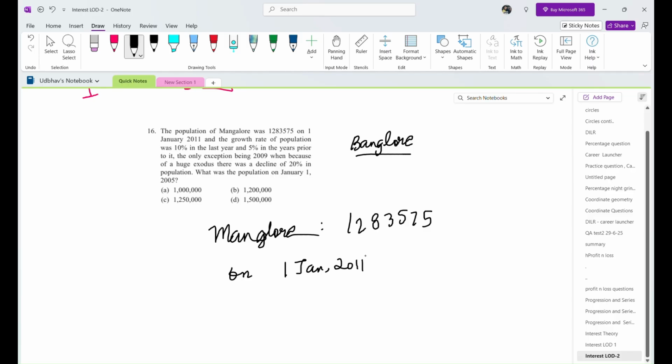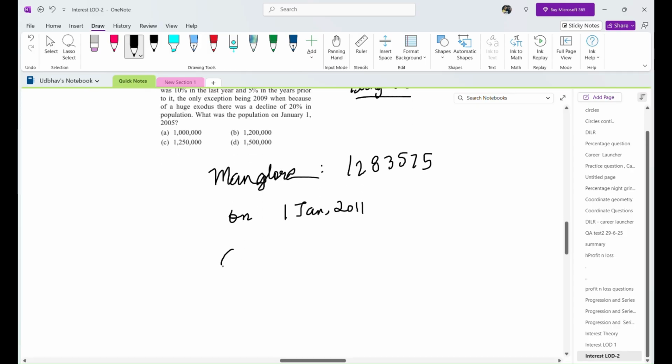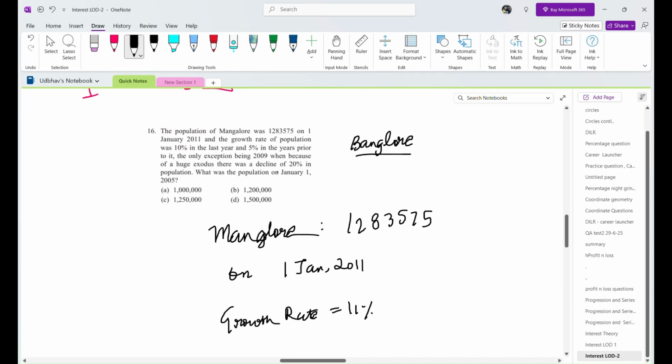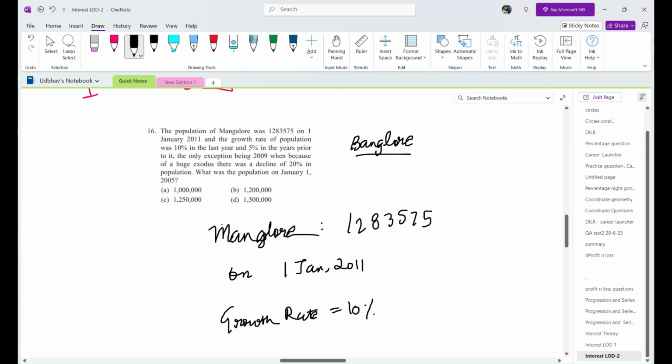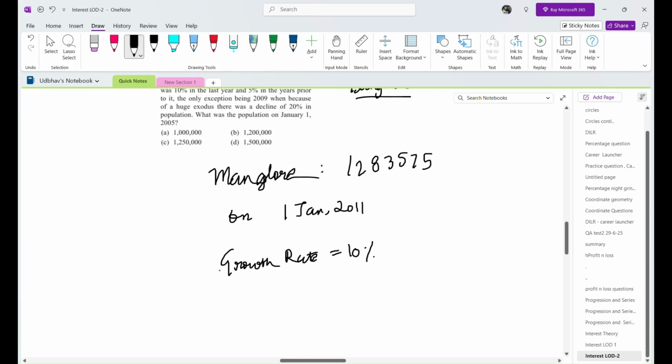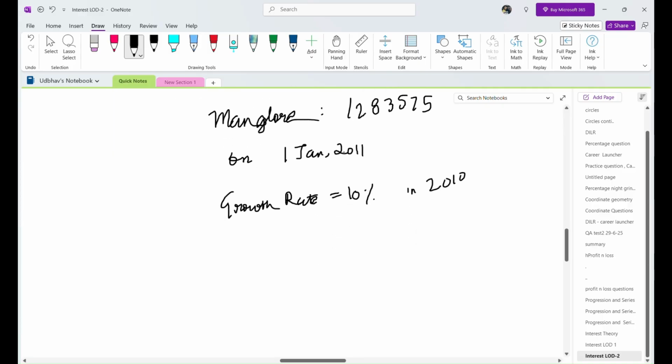2011, and growth rate of population was 11%. Oh, 10%, I'm sorry. 10% in the last year, and 5% in the years before. Okay, okay. So growth rate was 10% in 2010, and from 2011 onwards, growth rate is 5%.